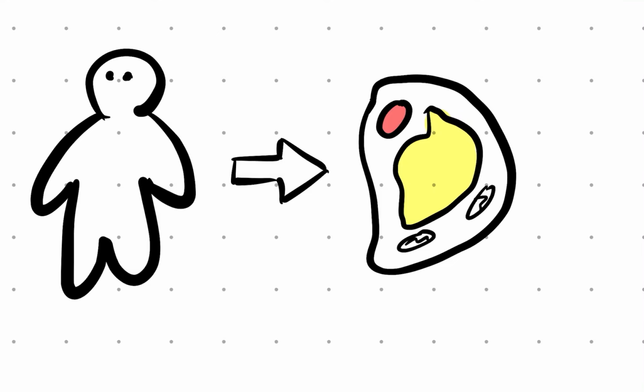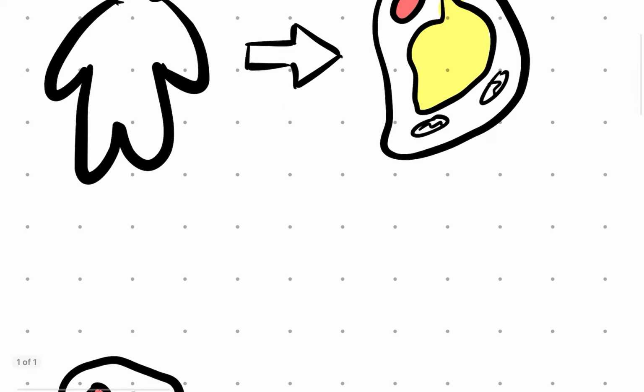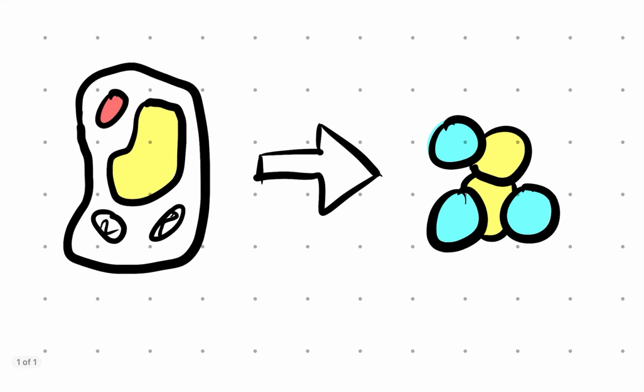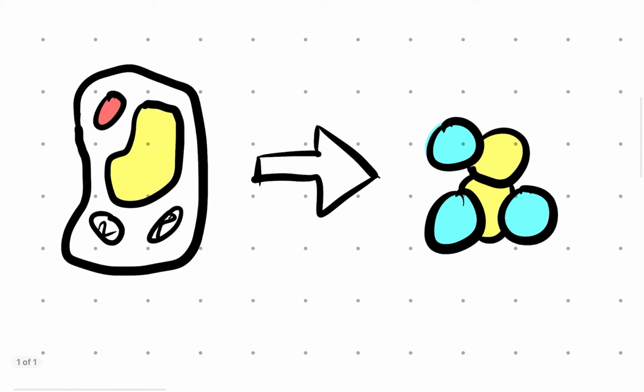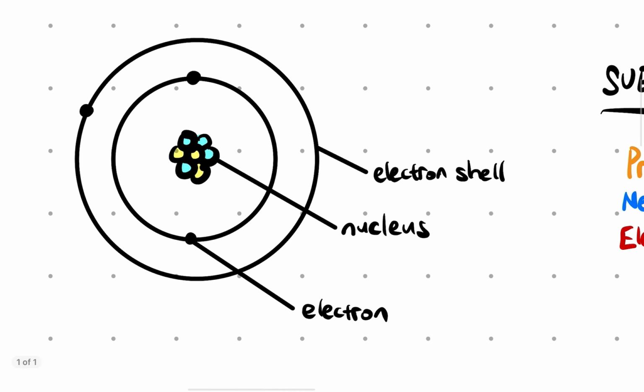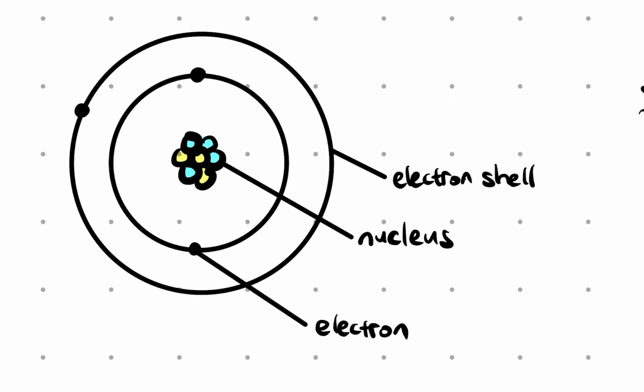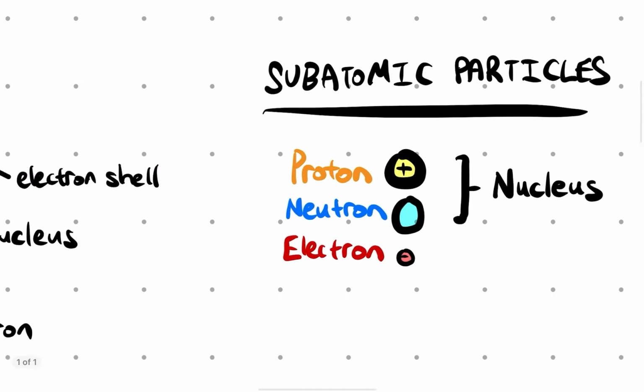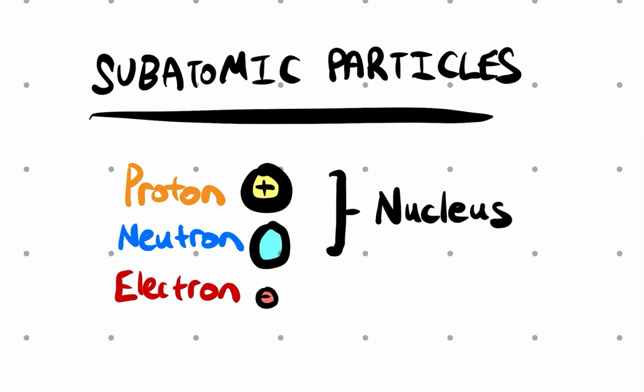Humans are made up of smaller units called cells, and those cells are made up of even smaller particles called atoms. Now, an atom is the smallest unit of an element, where the atom is composed of a nucleus and electrons, which are found in electron shells, which the electrons orbit the nucleus. These are called subatomic particles, where there is the proton, neutron, and electron, where the proton and neutron make up the nucleus.